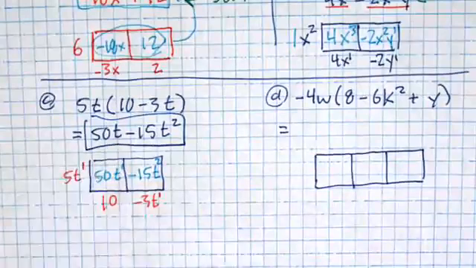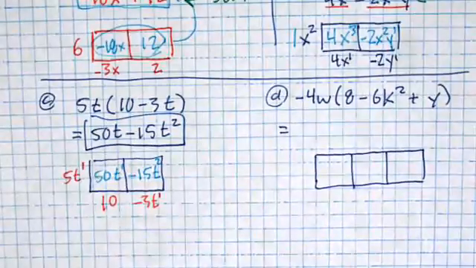How many people were able to get that successfully? 50t minus 15t squared. With your help. Awesome. Awesome, awesome. All right, let's check this next one.